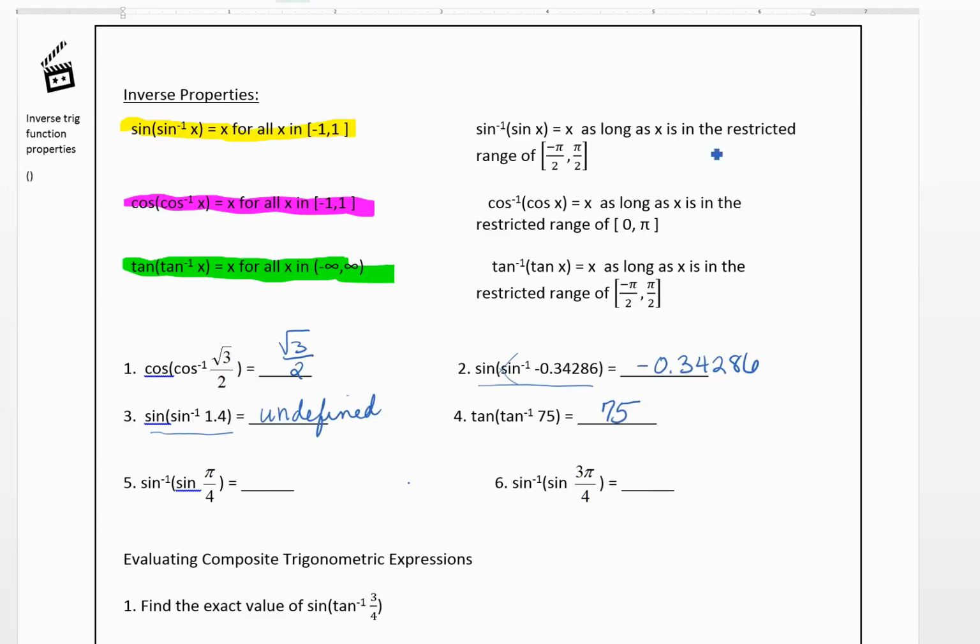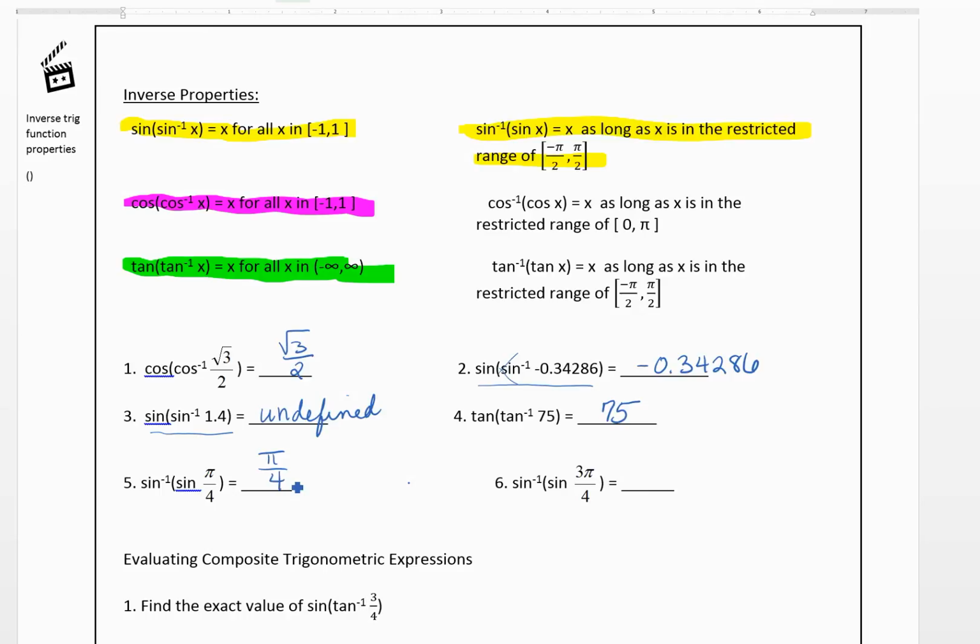Now, you can also do sine inverse composed with sine, and that's equal to x as long as x is between -pi/2 and pi/2. Okay, so here we have sine inverse of sine of pi/4, and pi/4 is in that domain, so we can just say that that's pi/4.